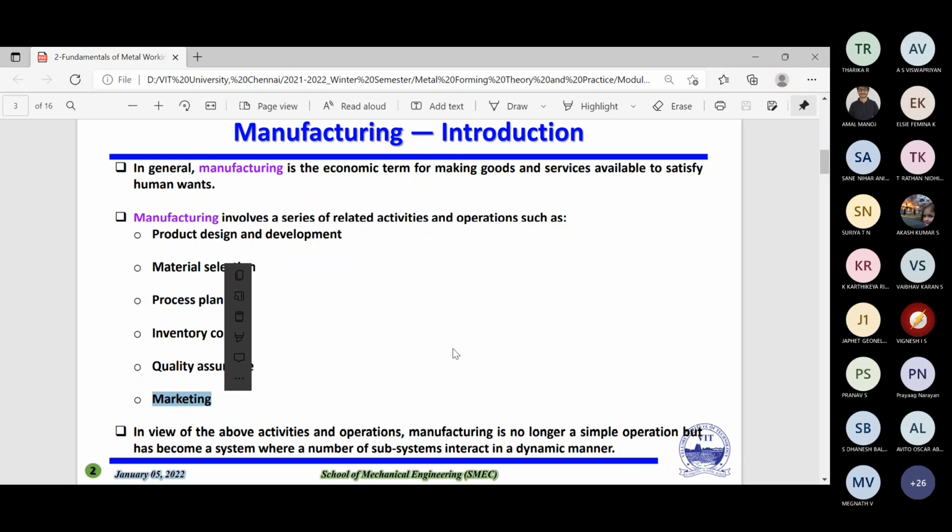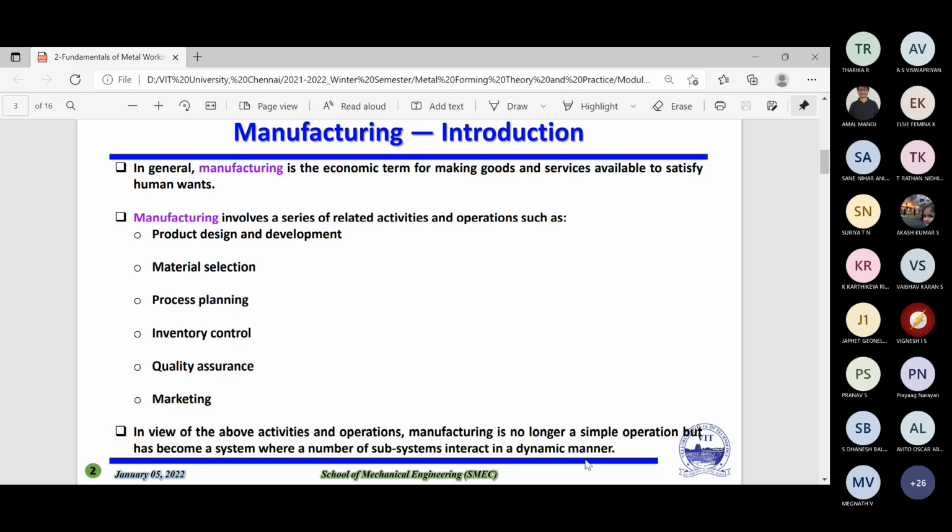So if you remember, in a company the technical people work in production, they work in maintenance, and of course if you are talking about the electrical or electronics people, they work on the electrical side. Then also some technical people go to the marketing side, right? So in view of the above activities and operations, manufacturing is no longer a simple operation, but has become a system where a number of subsystems interact in a dynamic manner.